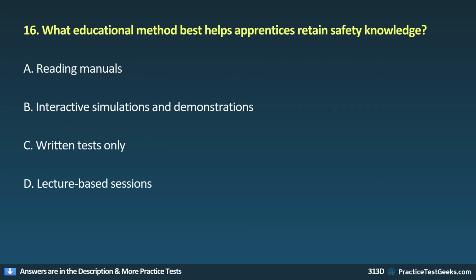16. What educational method best helps apprentices retain safety knowledge? A. Reading manuals. B. Interactive simulations and demonstrations. C. Written tests only. D. Lecture-based sessions.